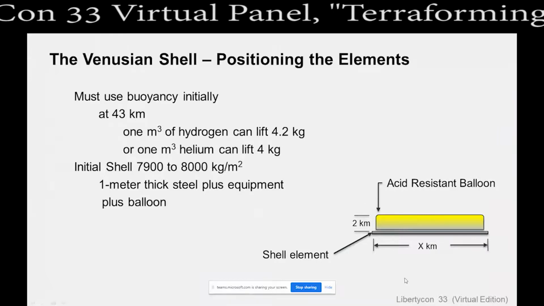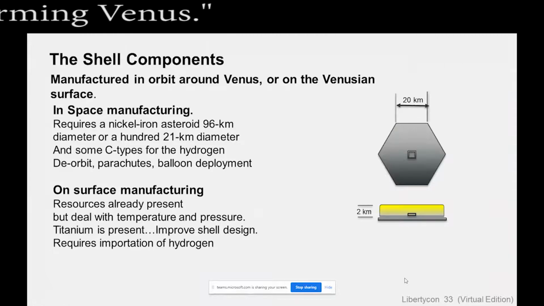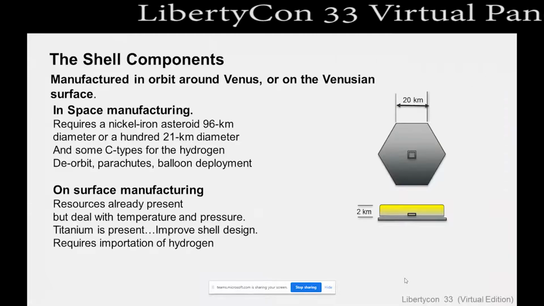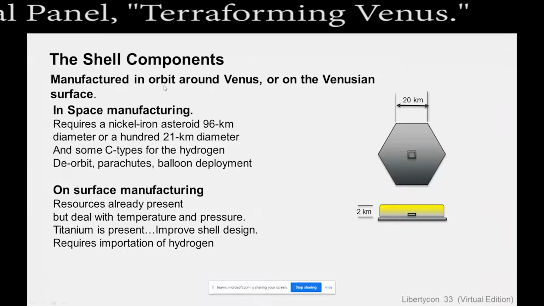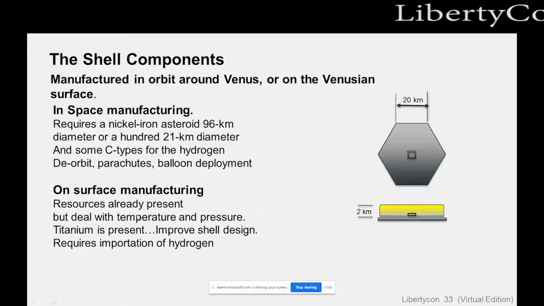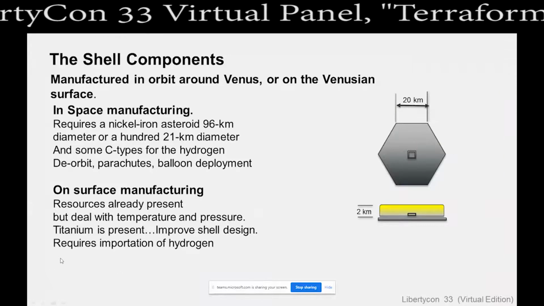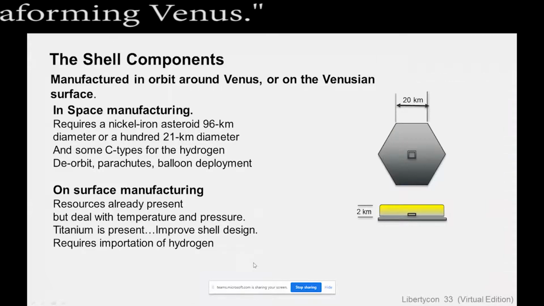So that's the elements. We can actually build these things in orbit. There are going to be lots of these things in orbit, and we lower them into the atmosphere where the balloon is deployed, and then it begins to seek its designated altitude. Again, here we'd probably have to import hydrogen for that, but we're going to need hydrogen anyway for other things. Or we can build it on the surface using Venusian resources if we can figure out a way to deal with the temperatures. And here we'll either have to import hydrogen or extract a lot of helium.